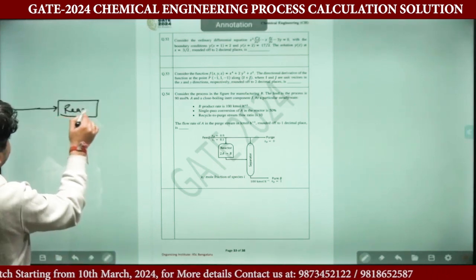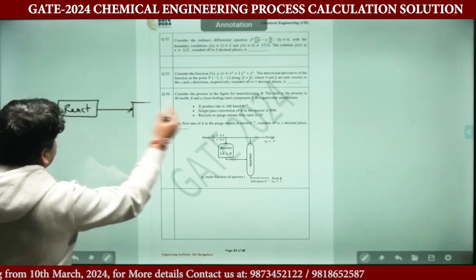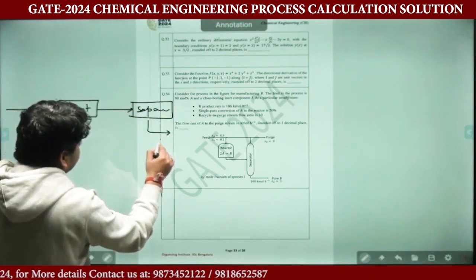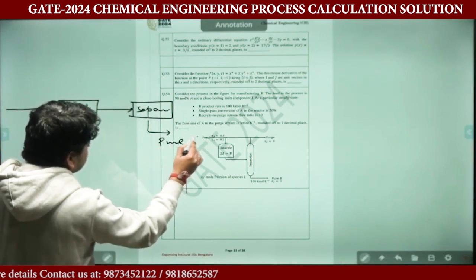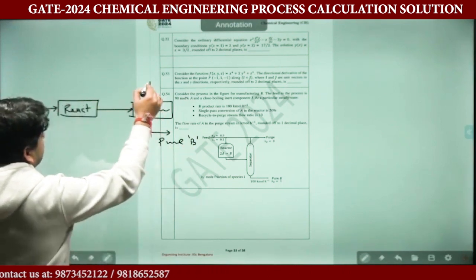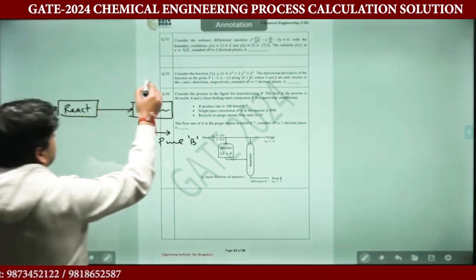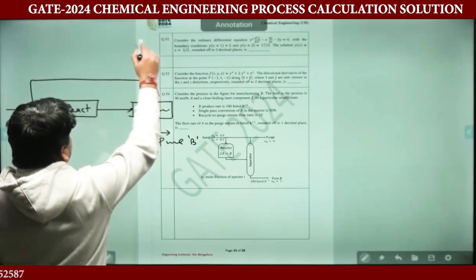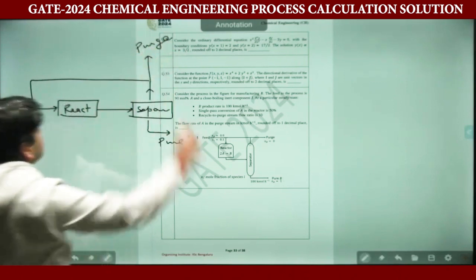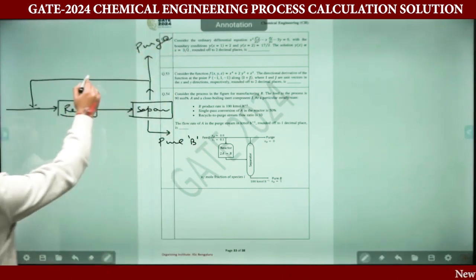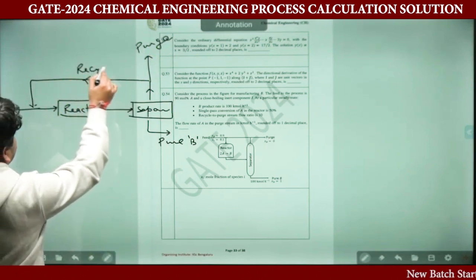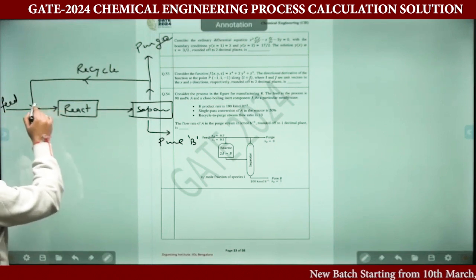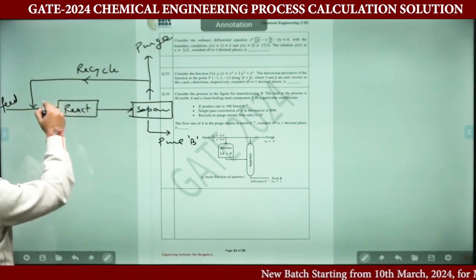This is the reactor. The reactor outlet goes to a separator, where pure B is produced as a product and some stream is recycled, where they split some of the recycle stream as purge, and this is the recycle stream. So we can consider this as fresh feed and this part going into the reactor inlet as mixed feed.